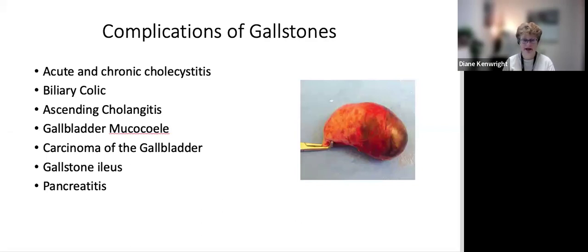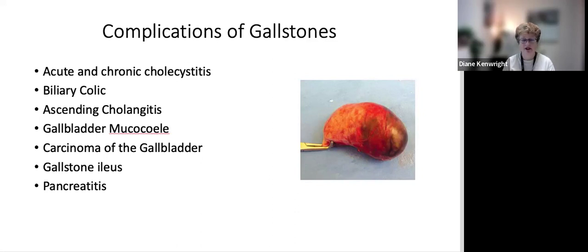Let's go through some of these complications of obstruction. So acute and chronic cholecystitis. Chronic cholecystitis occurs because of irritation of the gallbladder wall, causes the gallbladder wall to become thickened, chronically inflamed. So you get a thick, chronically inflamed gallbladder.